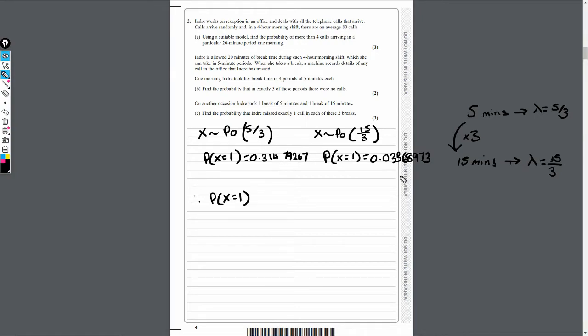is going to be this times by this. So it's going to be 0.31479267 times, I'm going to write all this out just to show clearly, 0.03368973. Performing this calculation now, you're just going to get 0.0106. And there we have it, that's question 2 fully complete.